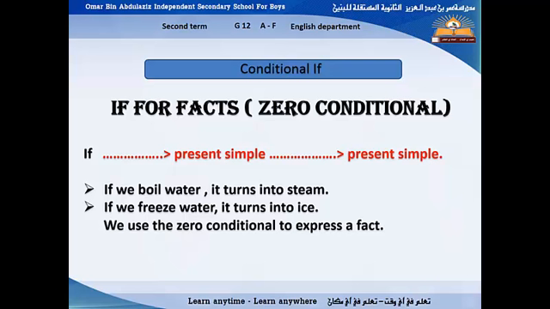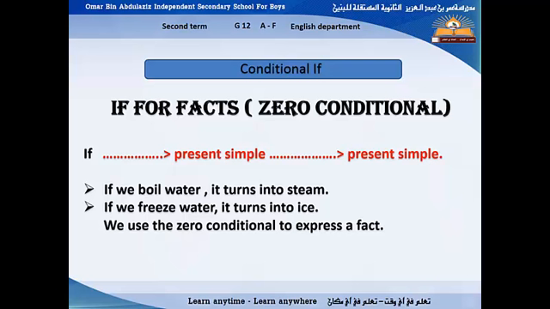So here, if you put some water on the heater and then start boiling it, it will turn into steam. It turns into steam, which means there is no other possibility. Here we use present simple in the first sentence, boil, and present simple in the second sentence, turns. Now let's move to the second example.